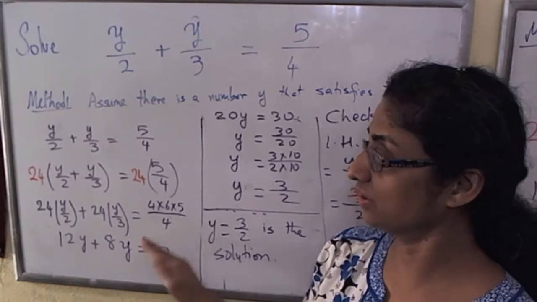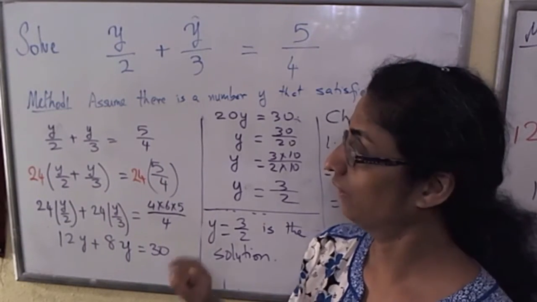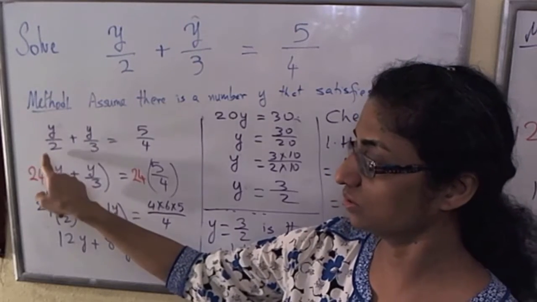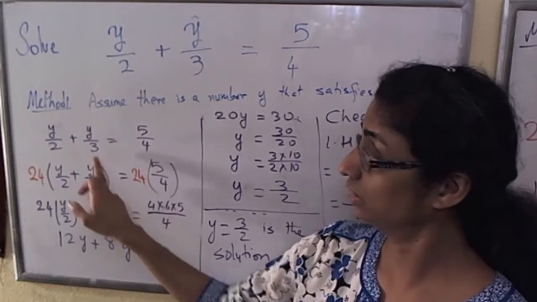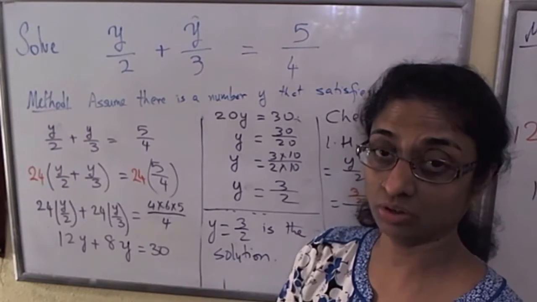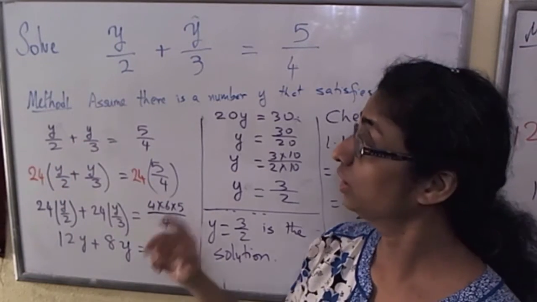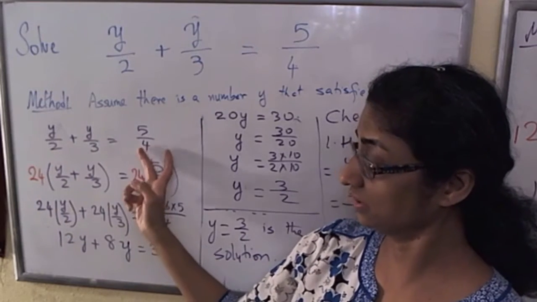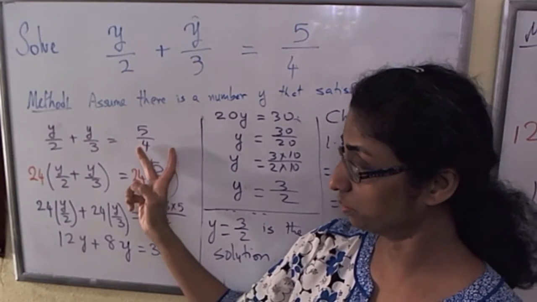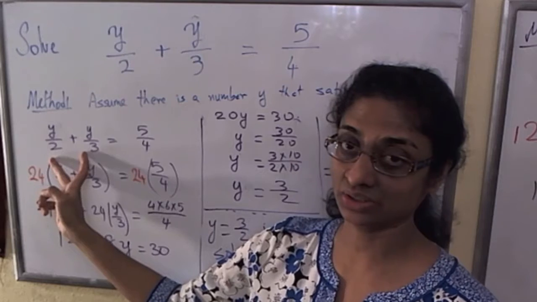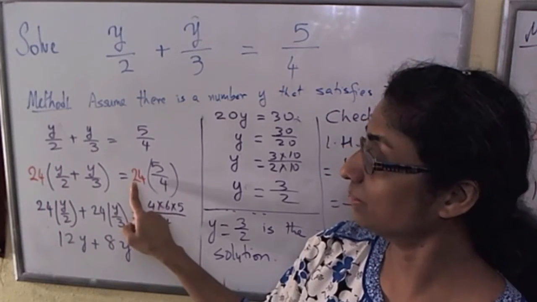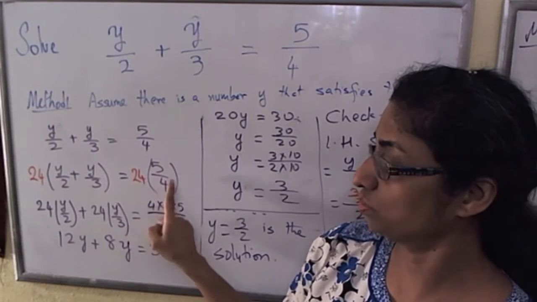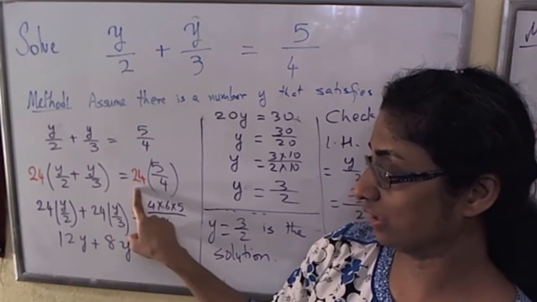So let's look at this write-up right here. First thing to notice is I do not convert fractions into finite decimals. In fact, 1/3 you cannot convert into a finite decimal. But we do know this is a number and this is a number, and we can multiply both sides by the same number. Here, the magic number I have chosen to multiply both sides by is 24.